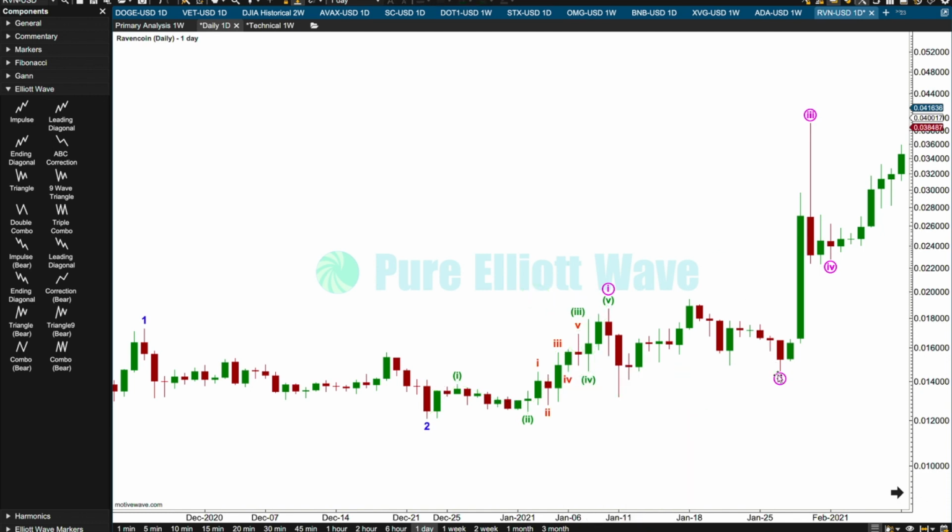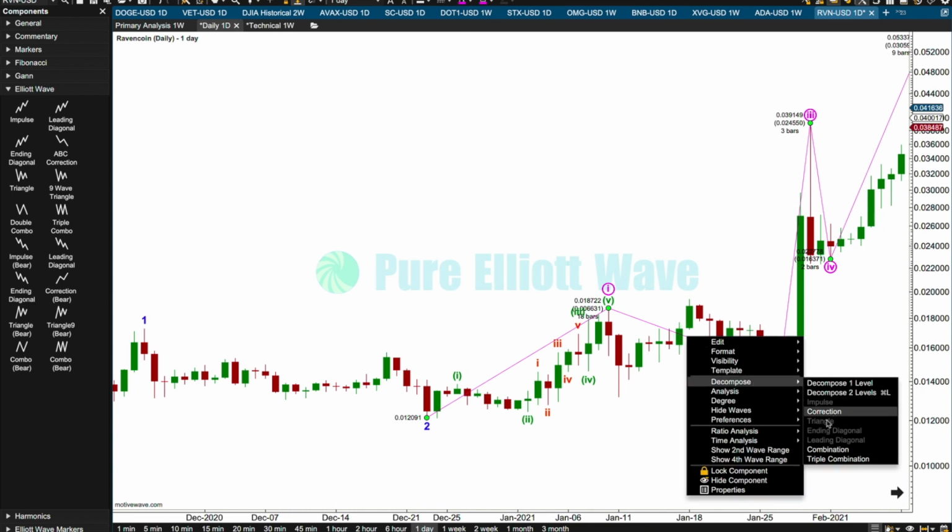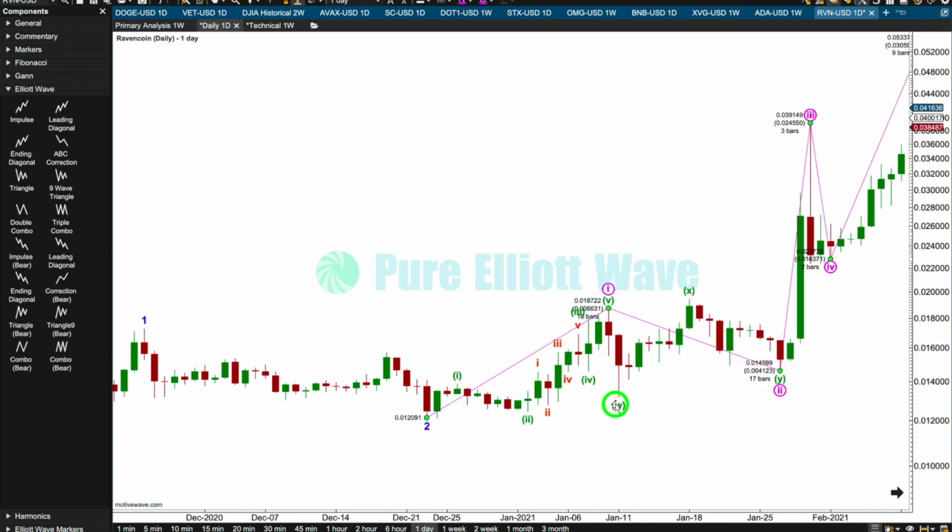Okay, that part's okay. Now this could be a combination. Overall in a sideways movement, we could have a quick zigzag, X. Oh no, that's a double zigzag. I don't like that at all.